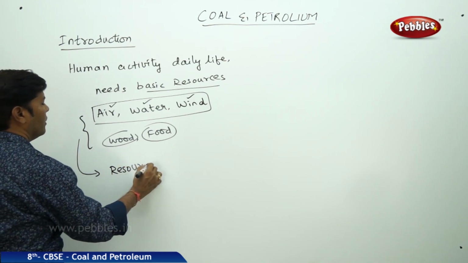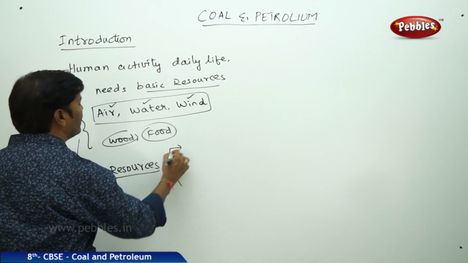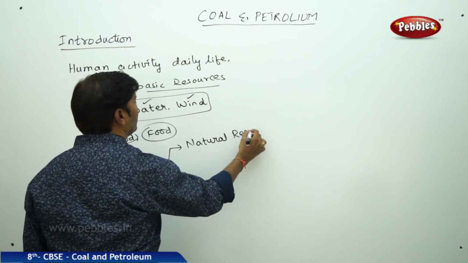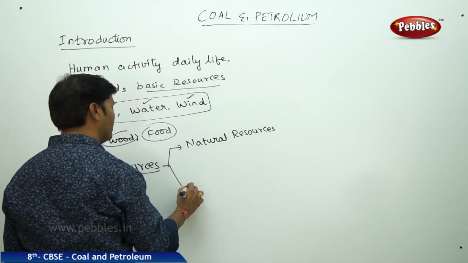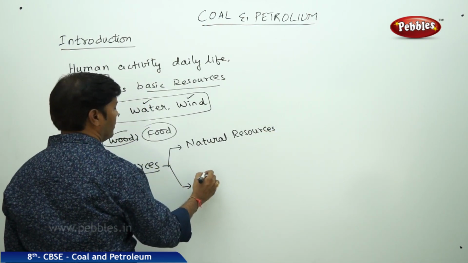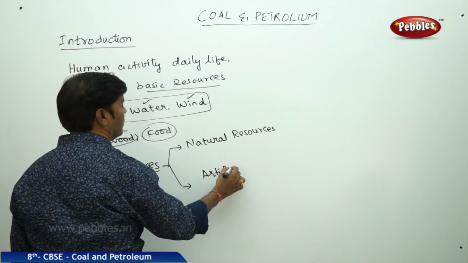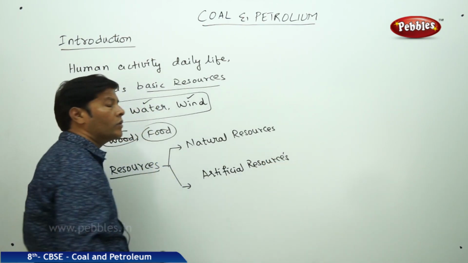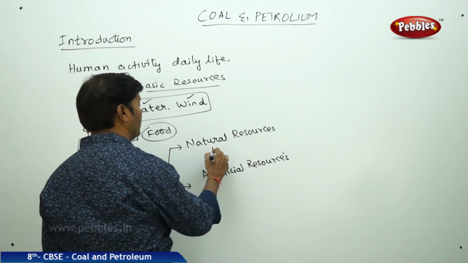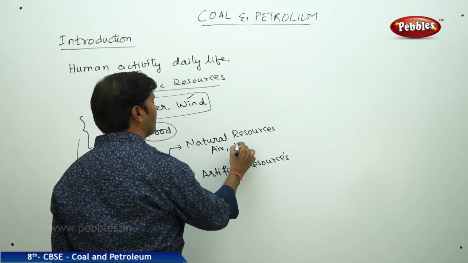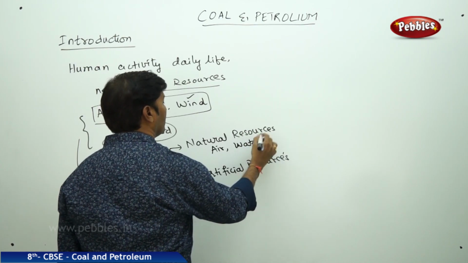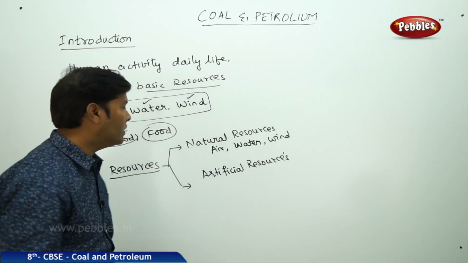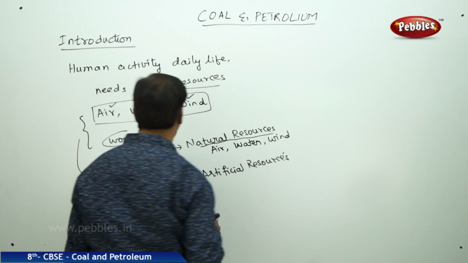If you take the resources, these resources are of two types: natural resources and artificial resources. When you go for natural resources, we have only three categories, that is air, water, and wind. Air, water, wind. These are the three natural resources which human activity needs.